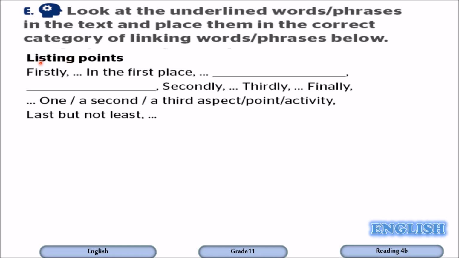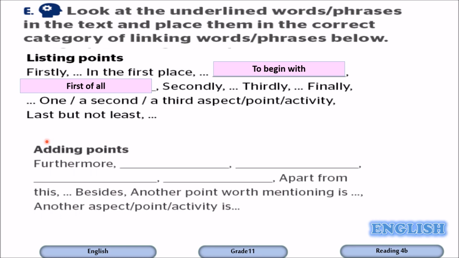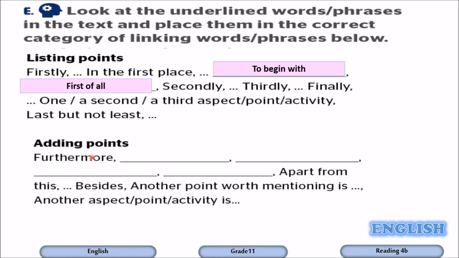What is the function? Listing points. What can we add here and here? We have firstly, in the first place, to begin with, and first of all. The function is to list points. Let's move to the second one. Did you find them? Adding points. We can use furthermore. So what does the writer use to add points? He used moreover and also in addition.